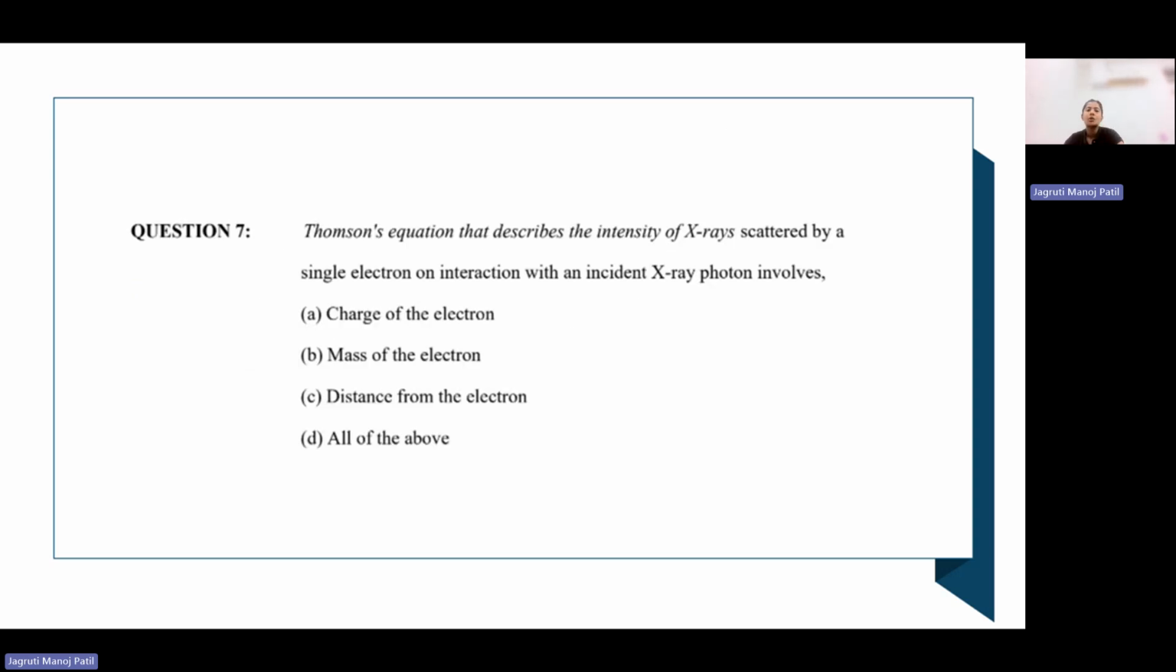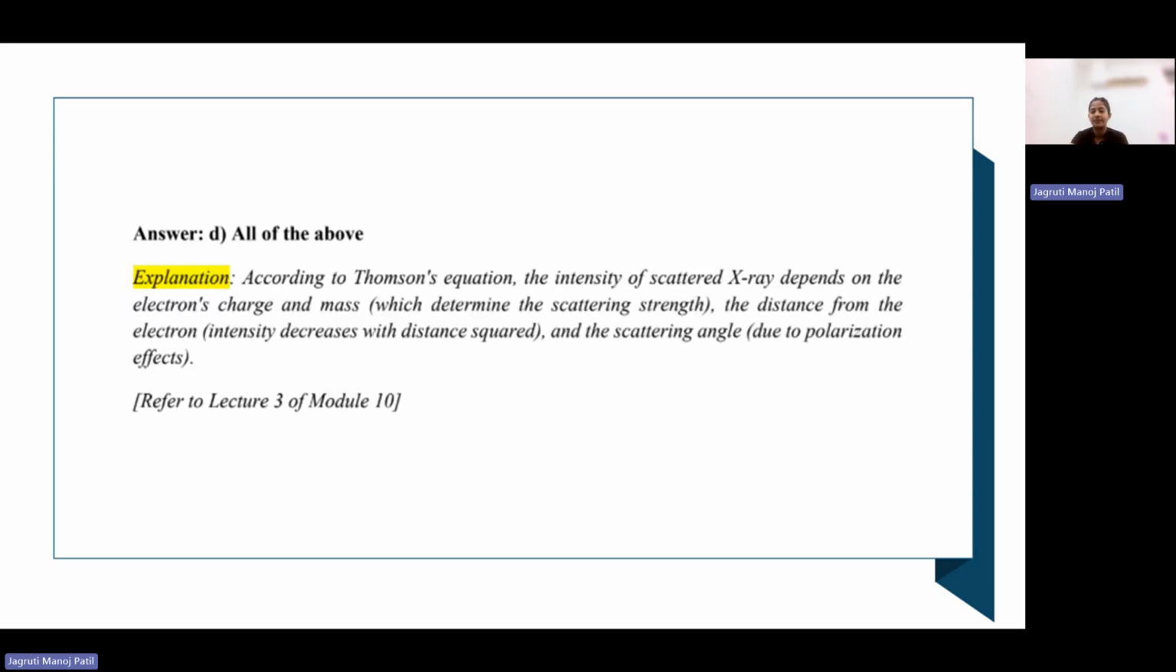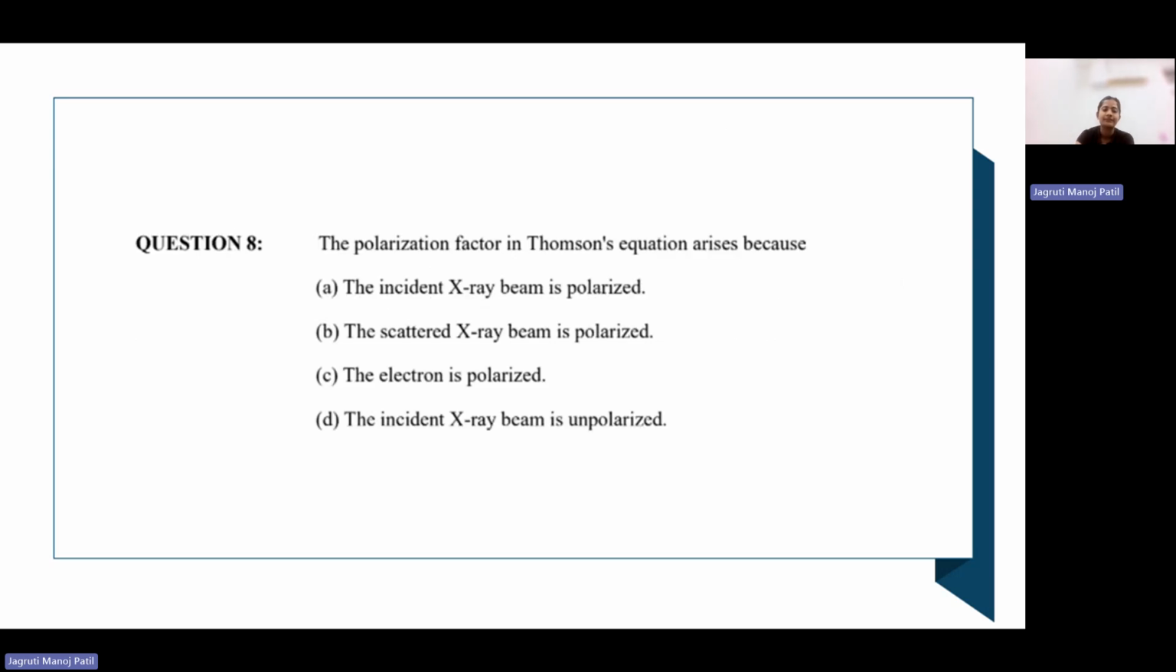Okay. Now, Thomson's equation describes the intensity of the X-rays scattered by a single electron interacting with the X-ray photon, in terms of what? Is it the charge, mass, distance? I guess it's everything. So it depends on the charge, mass, the scattering distance, how intensity decreases, the angle, polarization effects, everything. The polarization factor will arise because of what?